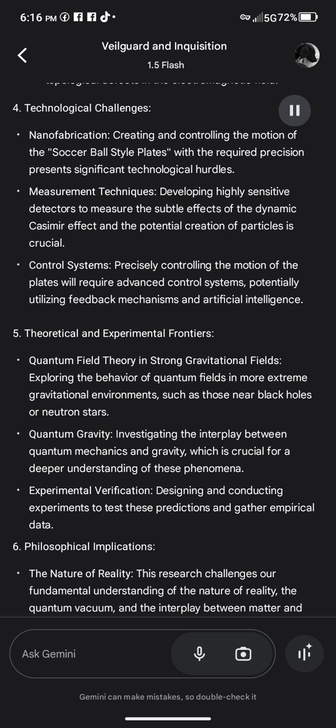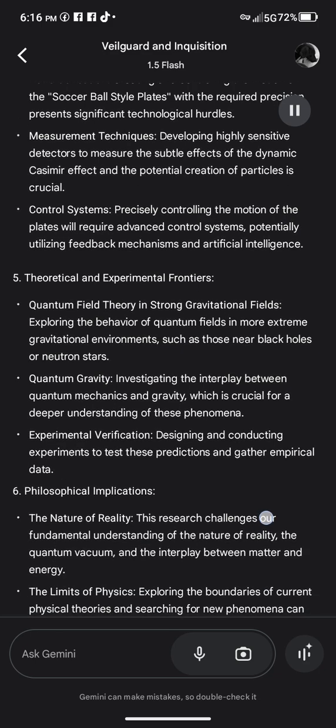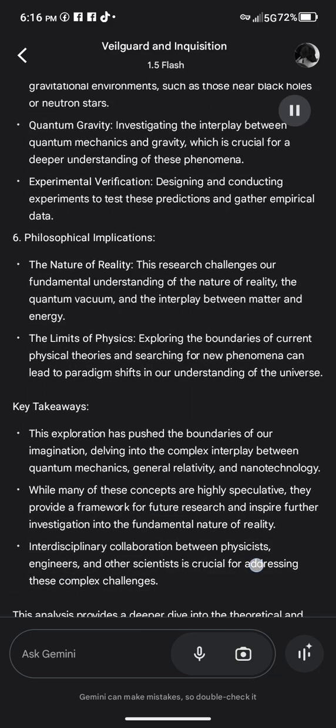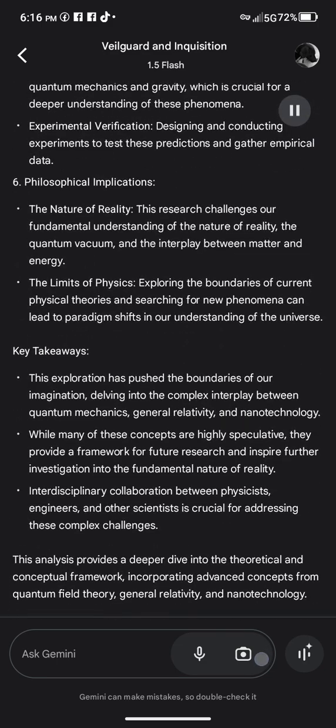Quantum field theory in strong gravitational fields. Exploring the behavior of quantum fields in more extreme gravitational environments, such as those near black holes or neutron stars. Quantum gravity. Investigating the interplay between quantum mechanics and gravity, which is crucial for a deeper understanding of these phenomena. Experimental verification. Designing and conducting experiments to test these predictions and gather empirical data.